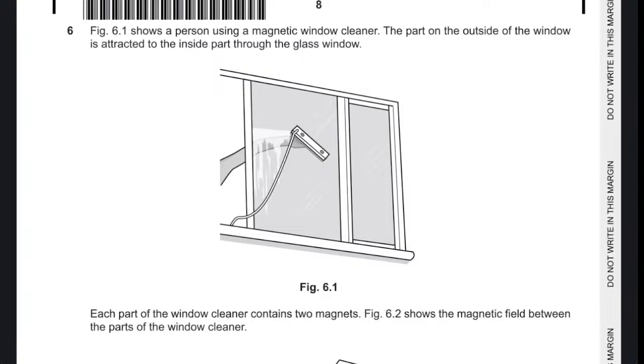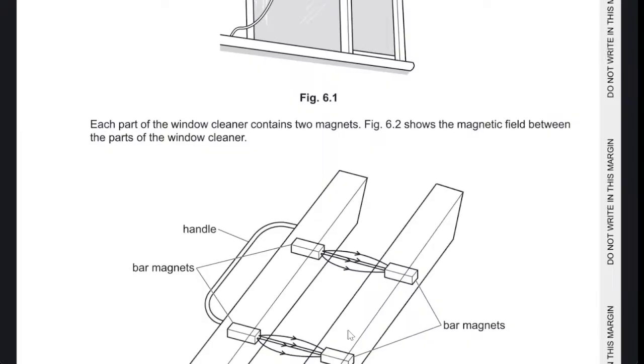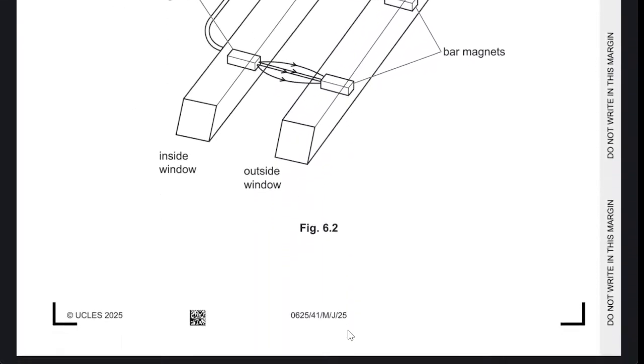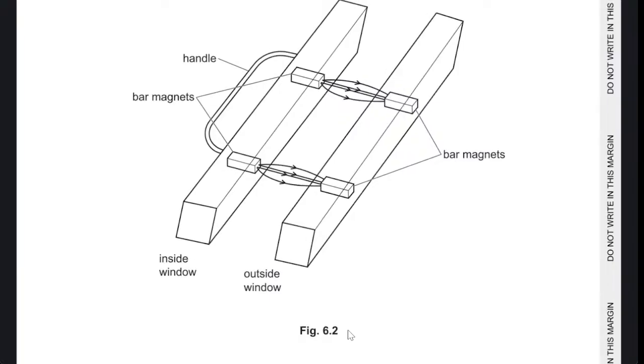So here's the first question. It says a person is using a magnetic window cleaner. So it's not about the window cleaner. Here's the diagram: magnets. Here are the bar magnets, and here are your magnetic field lines. What we do know is that magnetic field lines come from north and go to south. So you must prove that you know that. They come out of north and they go into south. This is what happens with magnetic field lines coming from a bar magnet.